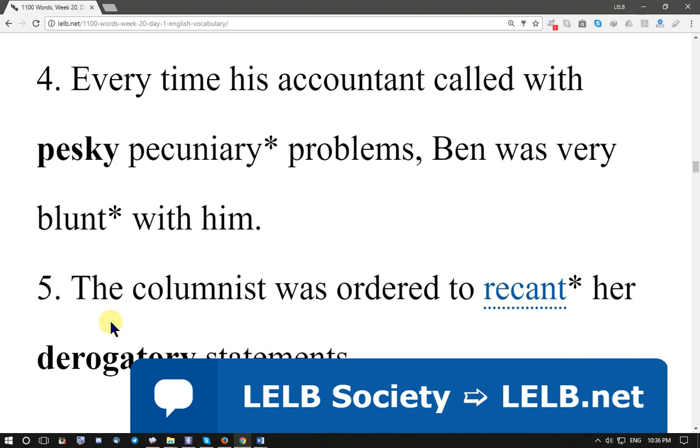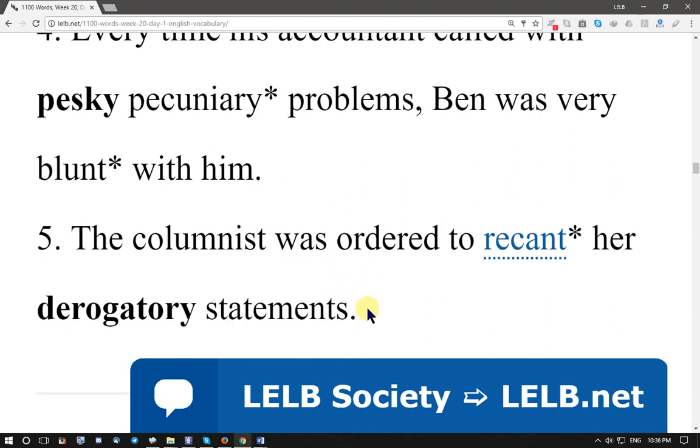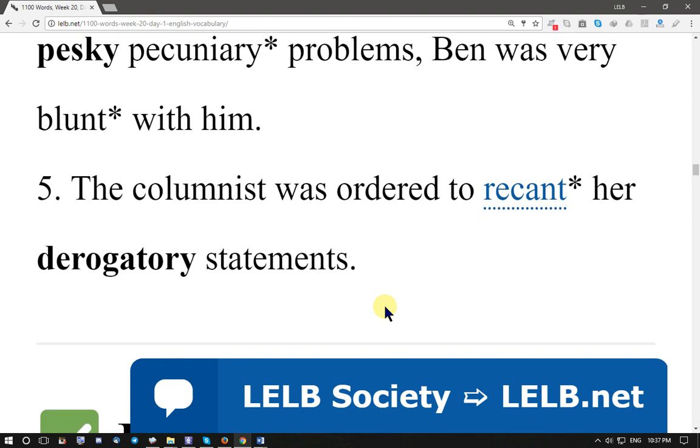Okay? The columnist was ordered to recant her derogatory statements. Columnist, pay attention to the pronunciation of this word. N is not pronounced. A columnist is a professional writer who writes articles and publishes them in a column. And a column is a special part in a magazine or newspaper, usually thematically classified. Okay, so she had to recant, and recant means to take back, to withdraw, to officially and publicly state that you did not mean something that you had already said, expressed or stated. Take back. Derogatory statement, I explained it.